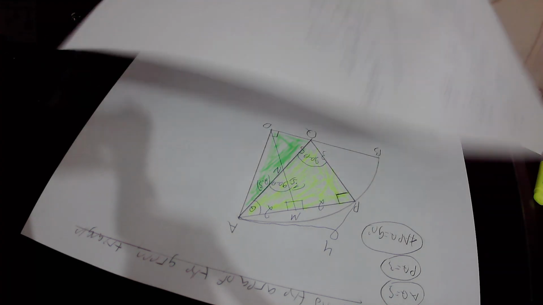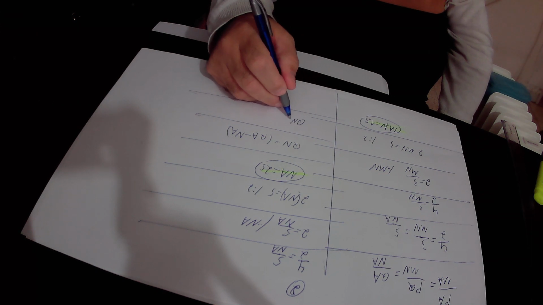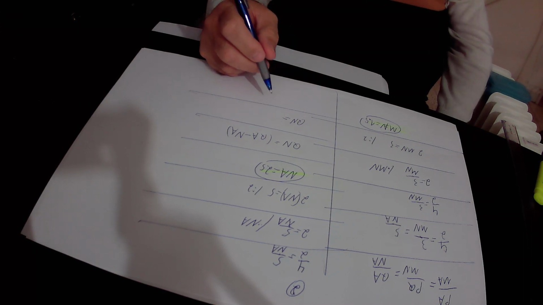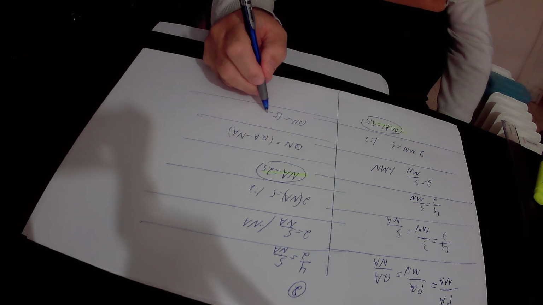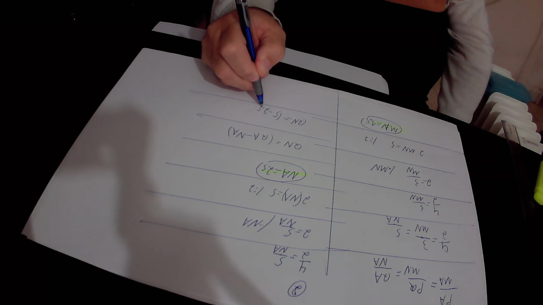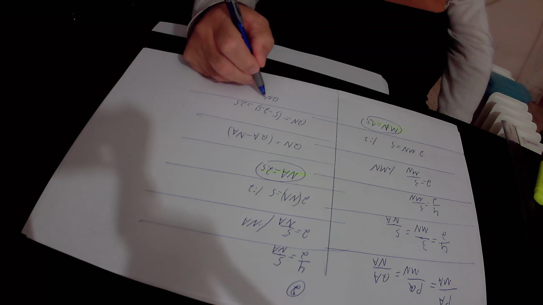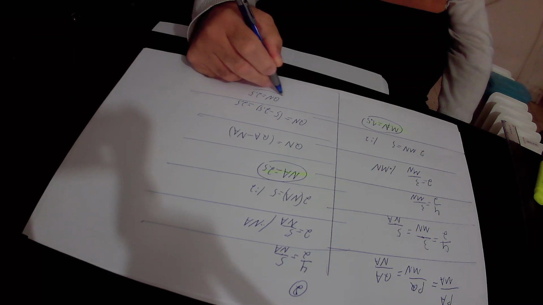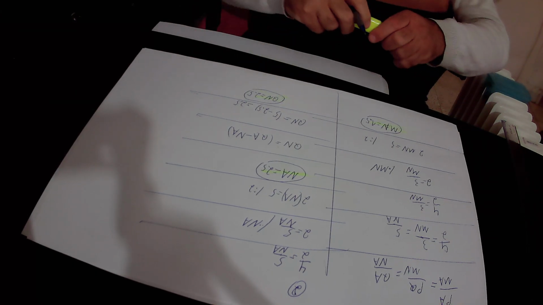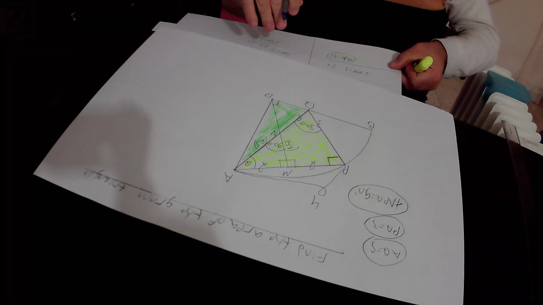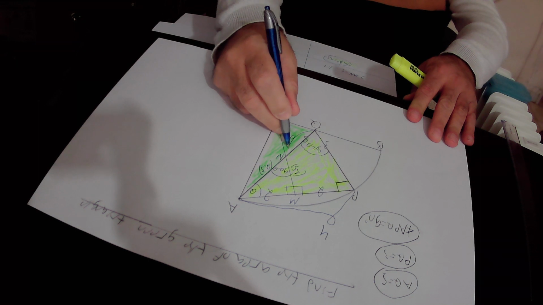Again, qn equals qa minus na. So qn equals qa is 5, and we just found out that na equals 2.5, so qn equals 5 minus 2.5, that is 2.5. So qn equals 2.5 units in its length, so I write it down in the drawing that qn equals 2.5 units.